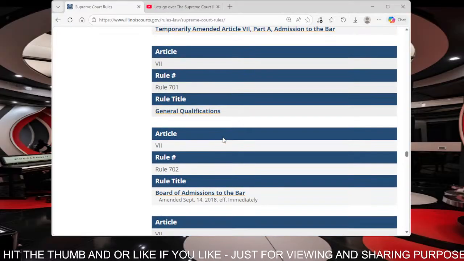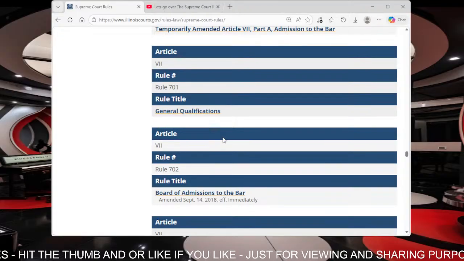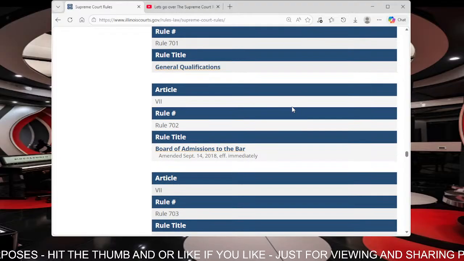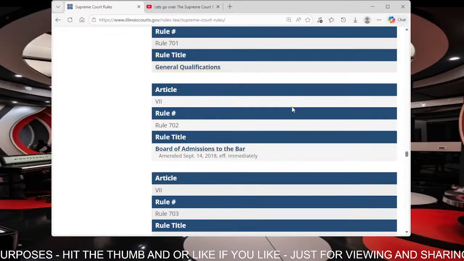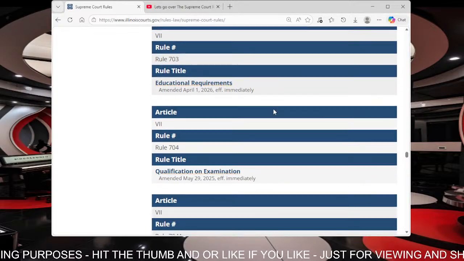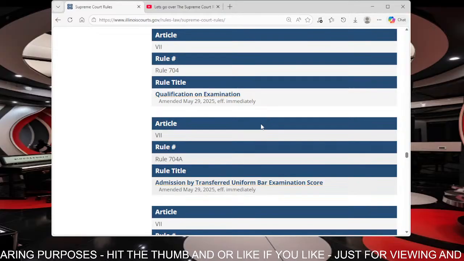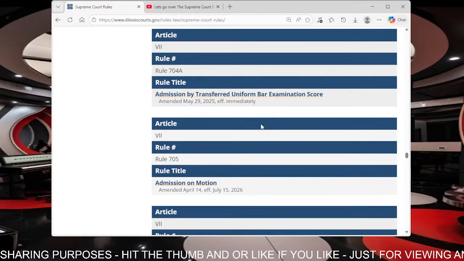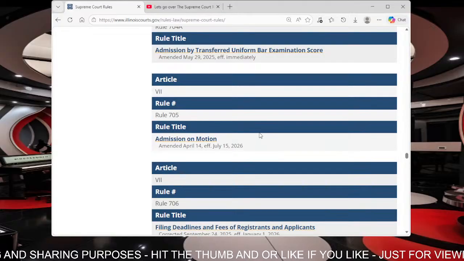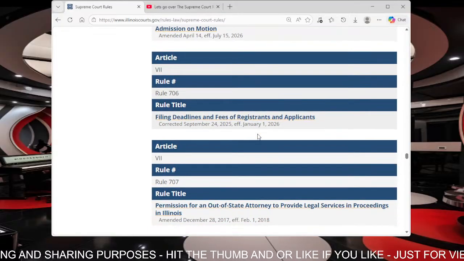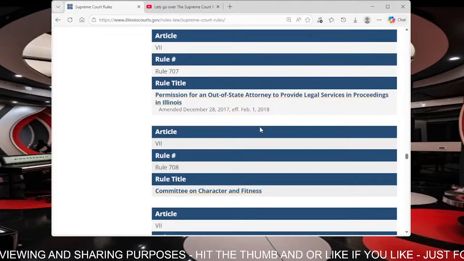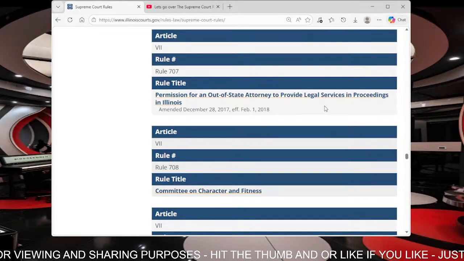7, alright, here we are getting in the 700 range. Board of Admissions to the Bar. Board of Admissions to the Bar is at 702. Educational requirements, 703. 704, qualification on examination. 704A, admission by transferred uniform bar examination score. 705, admission on motion. 706, filing deadlines and fees of register and applicants. 707, permission for out-of-state attorney to provide legal service in proceedings in Illinois.